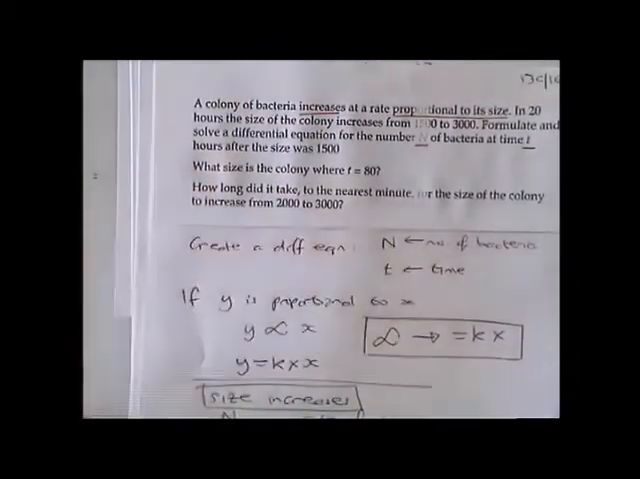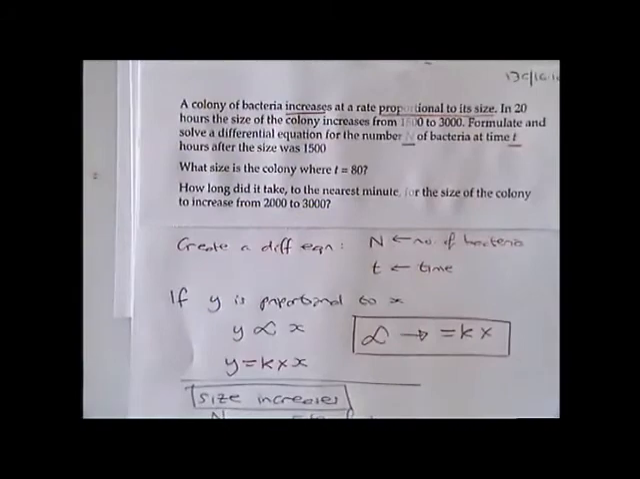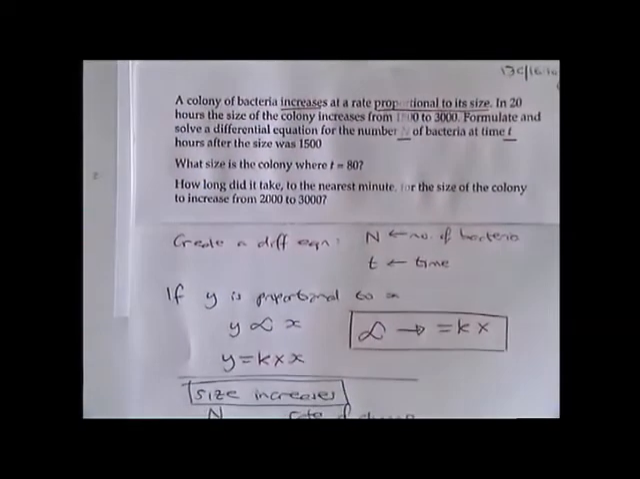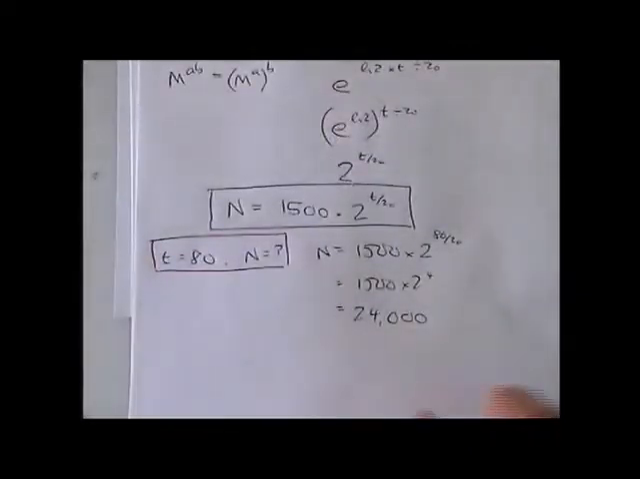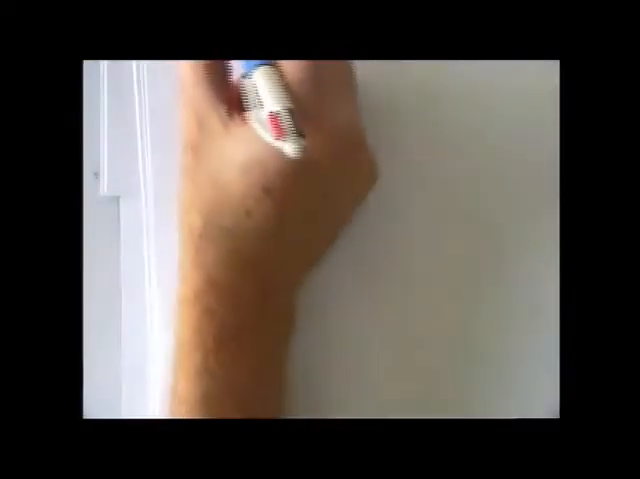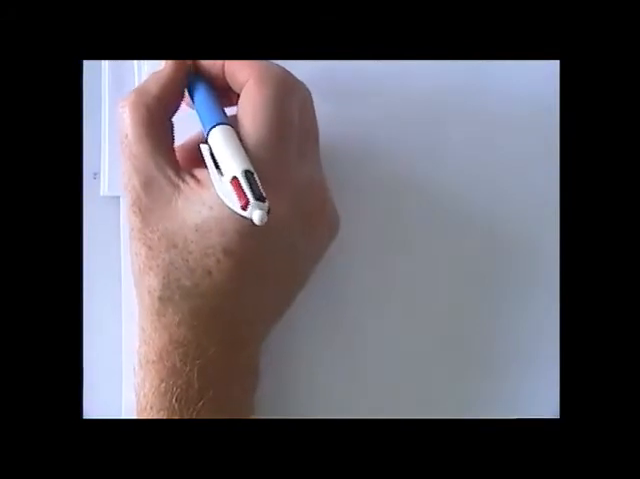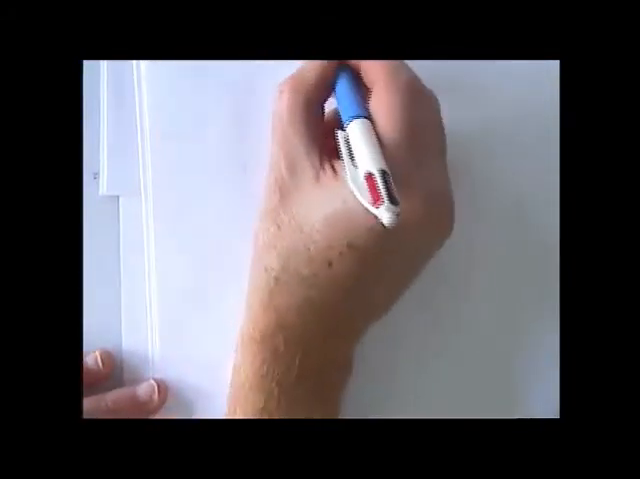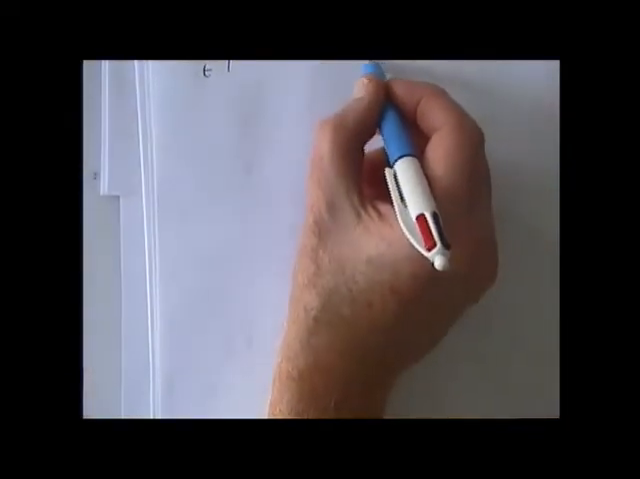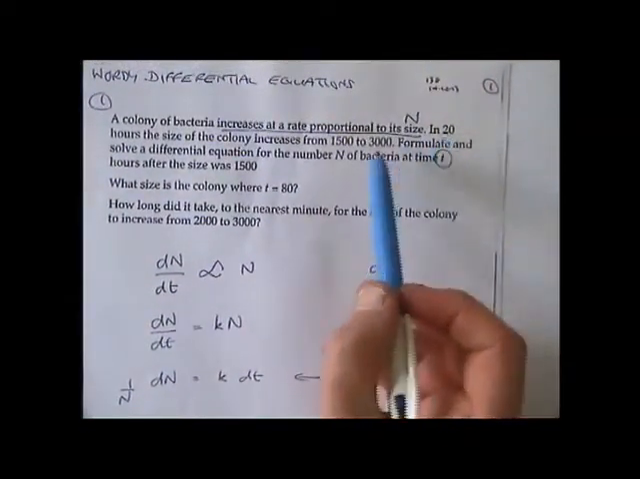Now moving down here, how long did it take, to the nearest minute, for the size of the colony to increase from 2,000 to 3,000? So if we're continuing, I'm just going to write down to start with the formula that we are using at the moment. And they are talking now about when n goes from 2,000 to 3,000. Now, do we know any t values to go with this? We knew from the question that it was the size of 3,000 when t was 20. That was given to us here.